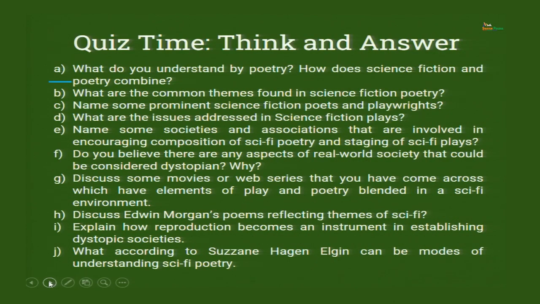Now we are moving on to the penultimate slide, which is quiz time. Think and answer. What do you understand by poetry? This is up to you. You have to write in your own words. You have to have the vision. You have to understand what you have been reading as poetry. What are the things that you like about poetry, dislike about poetry? What are the features in the poetry that you have read?